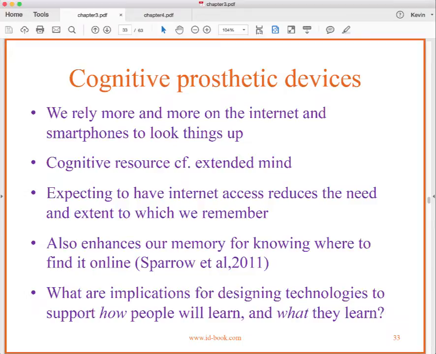Well, here's a great idea: cognitive prosthetic devices. We rely more and more on the internet and smartphones to look things up. And so these are resources that extend our mind, they extend our memory, and they allow us to essentially offload a lot of things. We'll be talking about that more formally in a couple of minutes. One of the nice things is that expecting to have internet access reduces the need and the extent to which we have to remember.